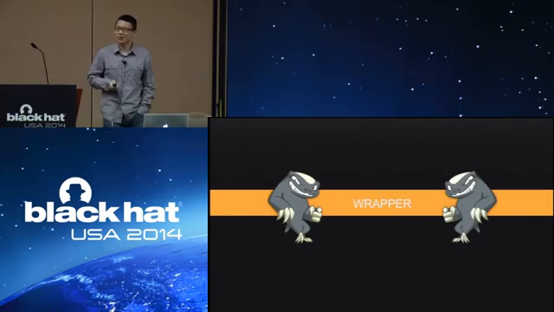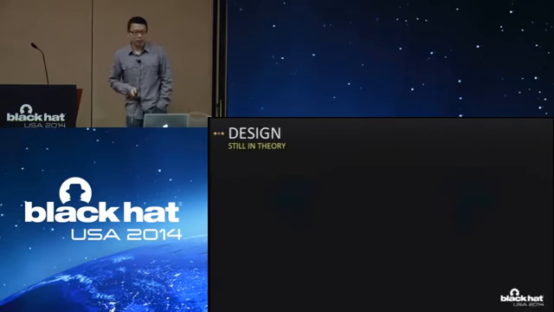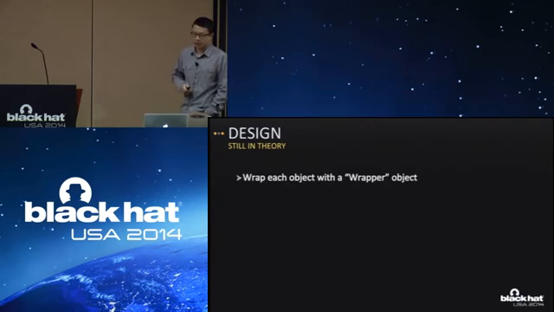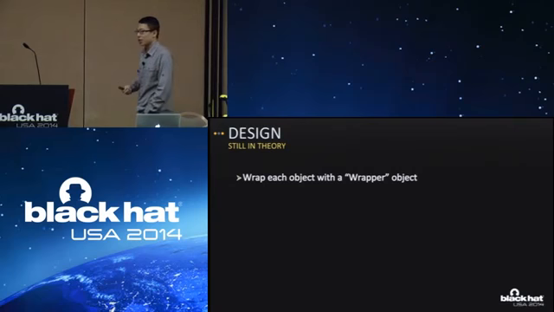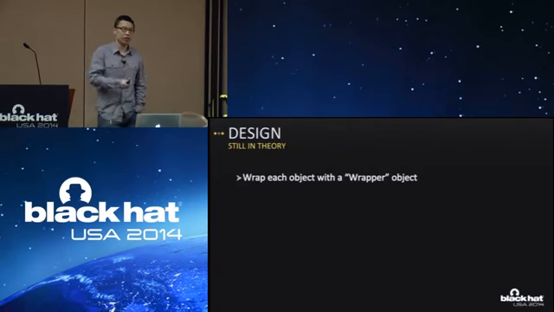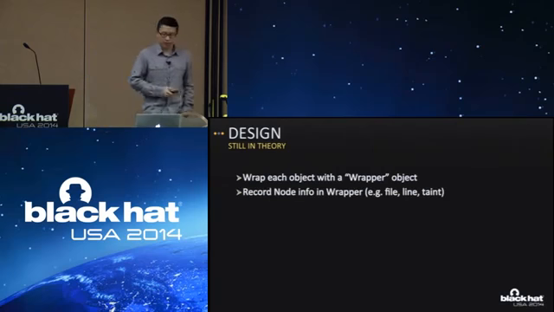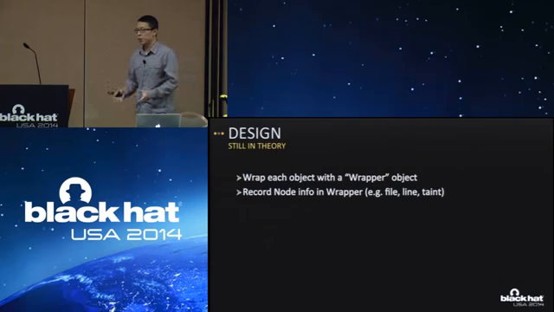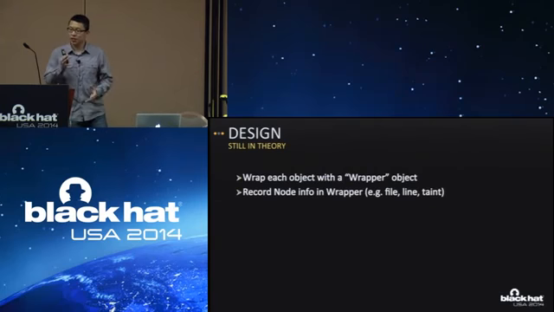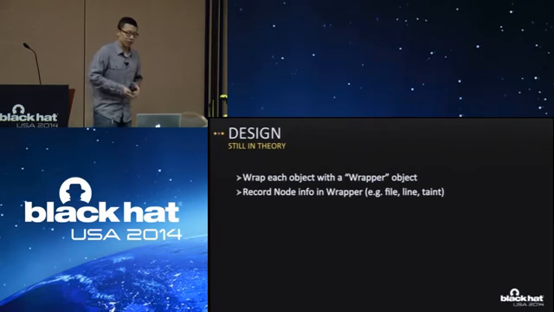Introducing wrapper. Wrapper is a simple, but we think clever, way to track data flows. What we do is wrap each object with a wrapper and store the reference to the original object in the wrapper itself. And inside each wrapper, instead of storing the note in the original object, we put it back into the wrapper. So the original object is intact, and everything that we care about for data flow is in the wrapper.